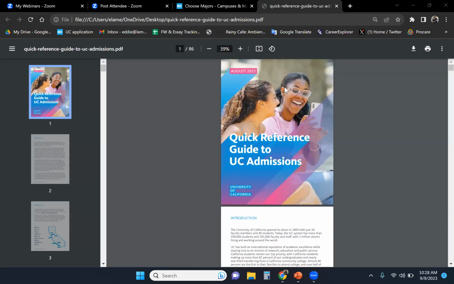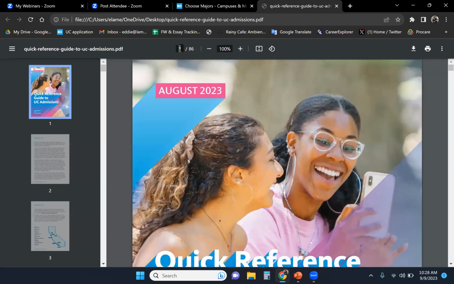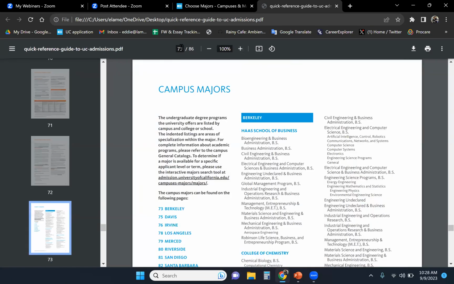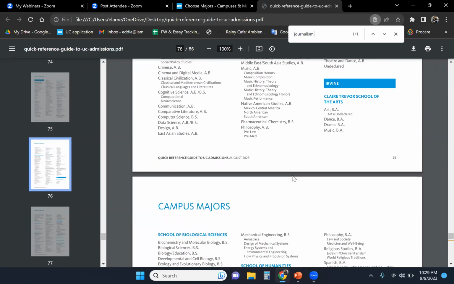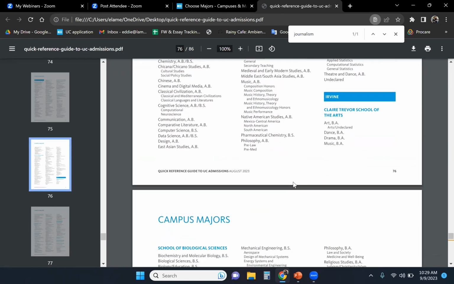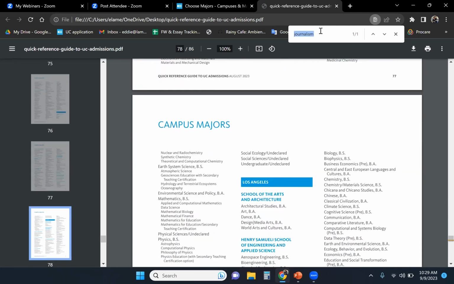Okay, so let me go back to this. I'm going to share my screen. Let's go on page 73, at least start there. Okay, there's your answer. We got one: literary journalism at Irvine.